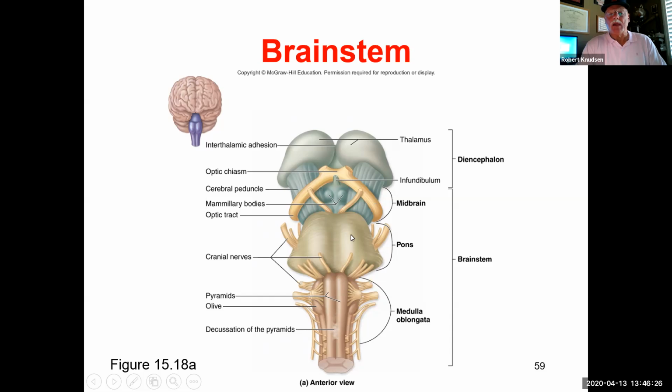Okay, this is the pons. This is the medulla. What you can't see here is that arch portion. That arch portion is the midbrain. Okay.